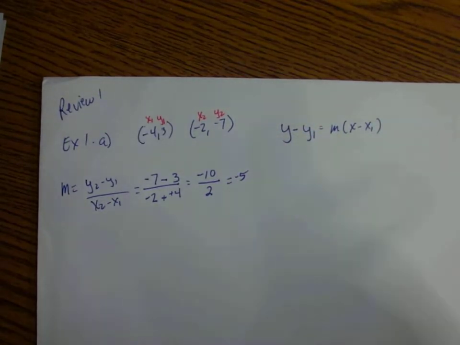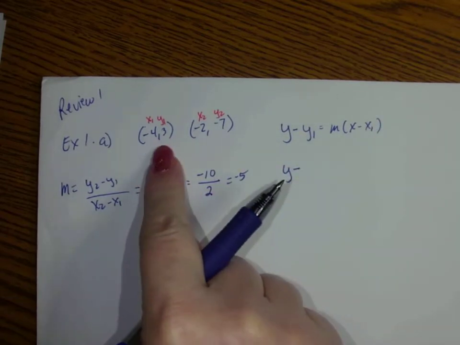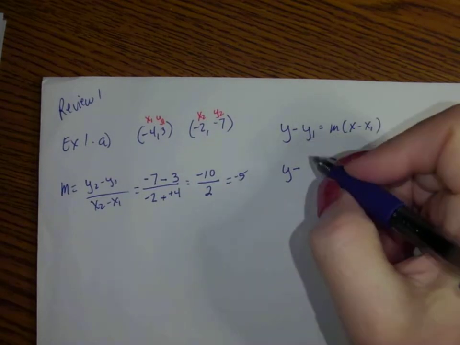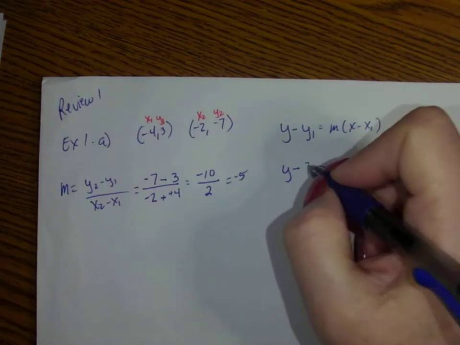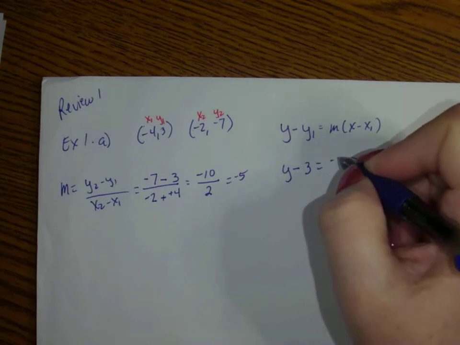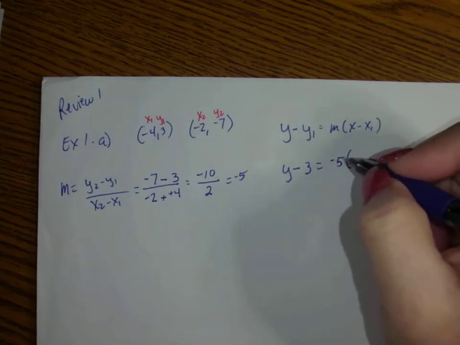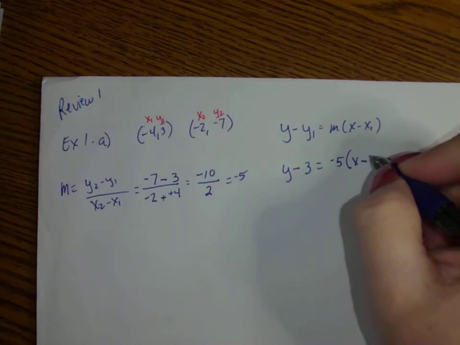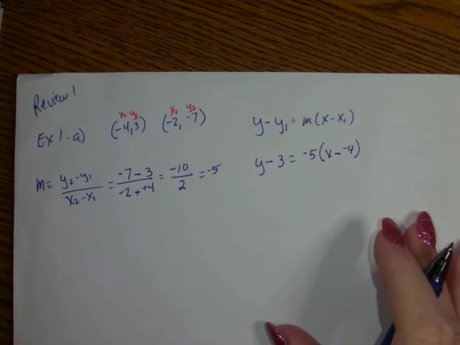So now, over with our problem, we have y minus, and again, I said I would choose this one because the numbers are smaller, so I don't have to deal with the 7. The smaller numbers make the math easier. So y minus 3 is going to be equal to our slope of -5, times our x minus a -4. So again, bring your negative signs.